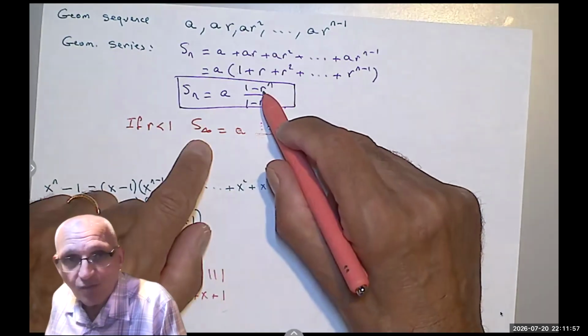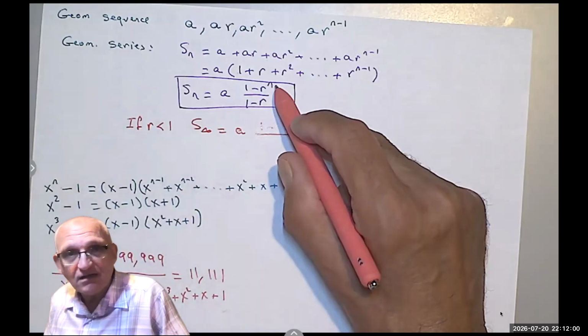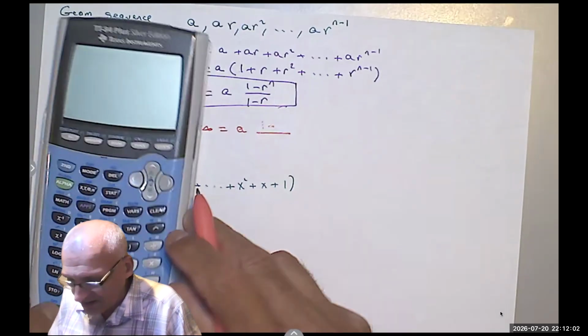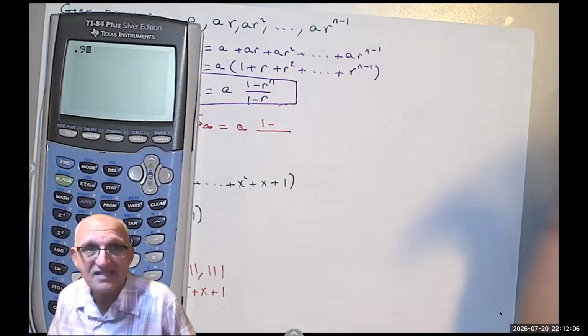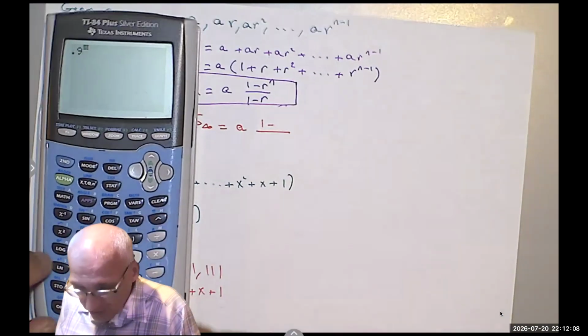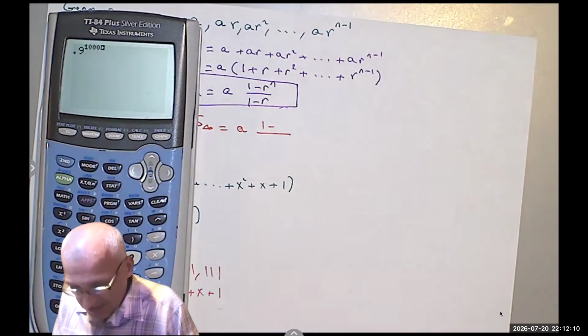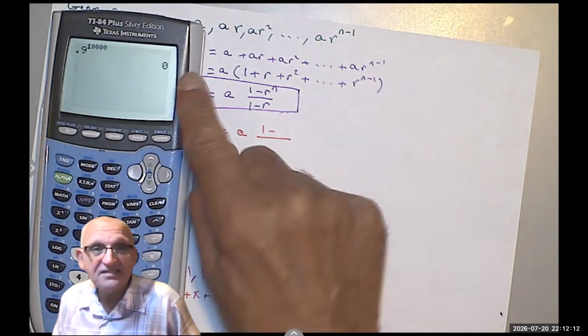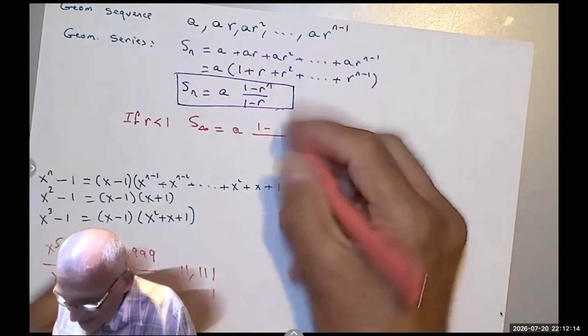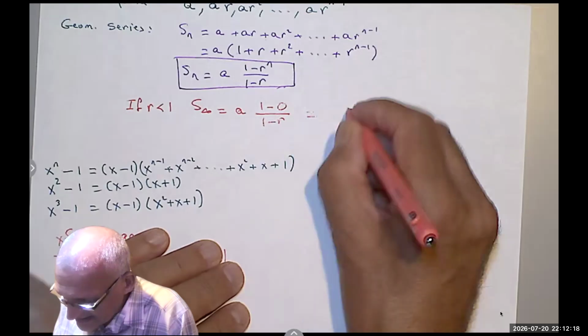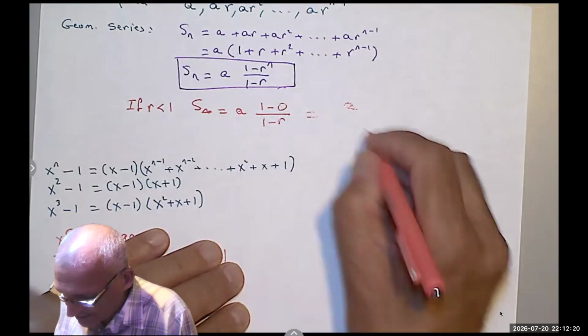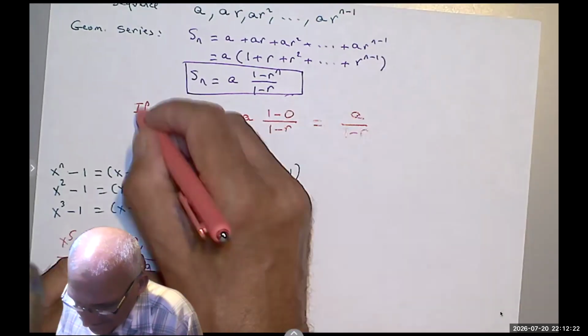If r is less than 1 and you raise it to a very large number, so let's say r is even 0.9, it doesn't have to be very small, just less than 1. And I raise it to the power of, say, 10,000. See, I get 0. So this term disappears and I get 1. So basically it's A, which is the first term, divided by 1 minus R.